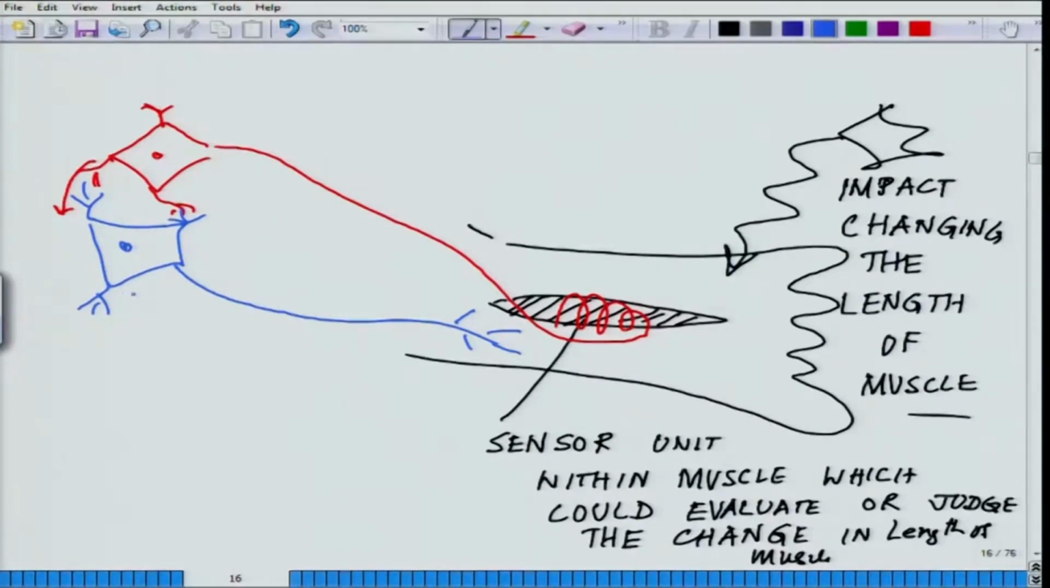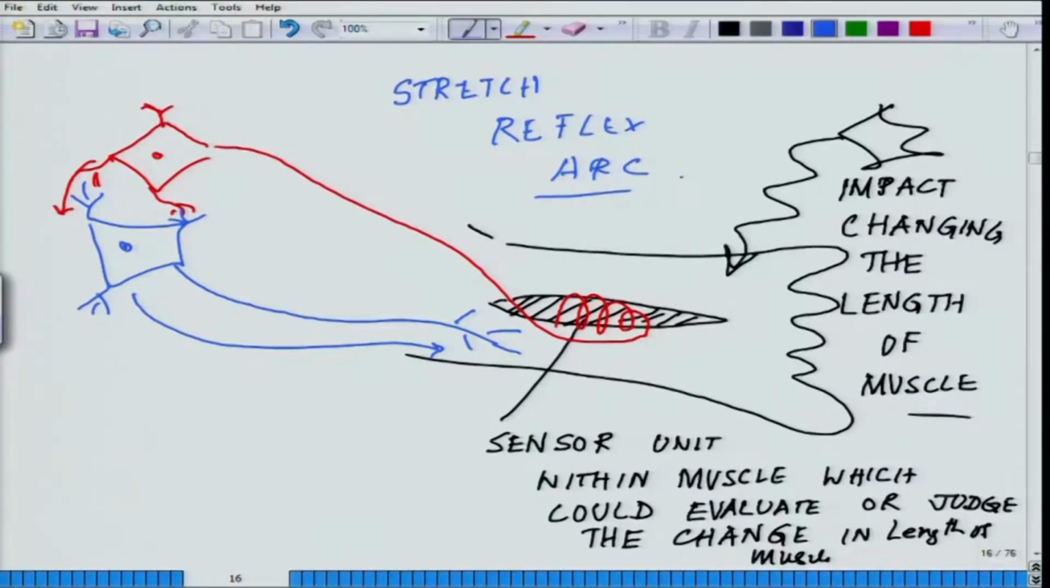So, the information should come back like this, which will say that this muscle has to come back to its original stretch once again, stretch or reflex arc. It has to come back to its original position. So, why are these needed to be reflex circuits?